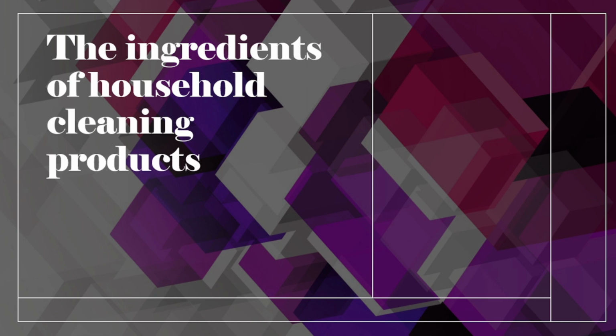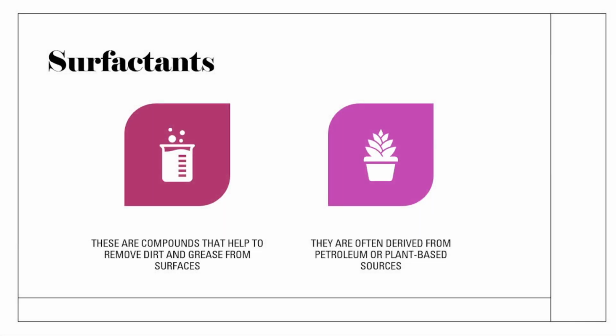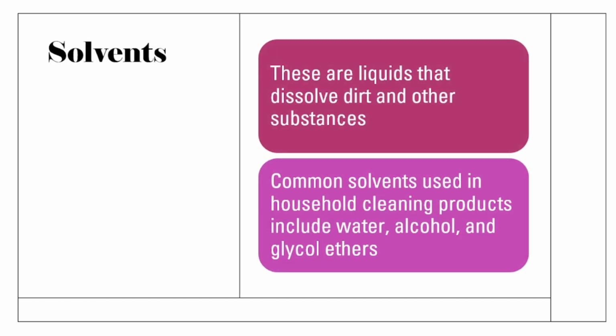The ingredients of household cleaning products. Surfactants. These are compounds that help to remove dirt and grease from surfaces. They are often derived from petroleum or plant-based sources. Solvents. These are liquids that dissolve dirt and other substances. Common solvents used in household cleaning products include water, alcohol, and glycol ethers.